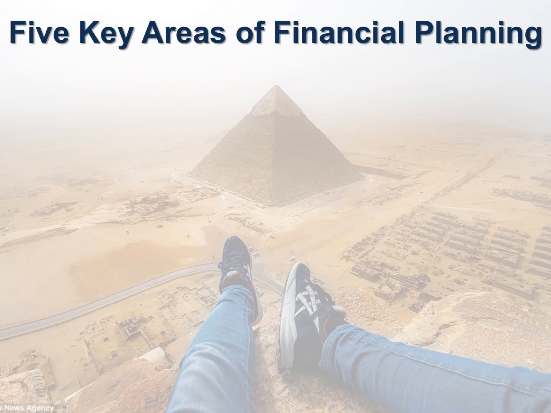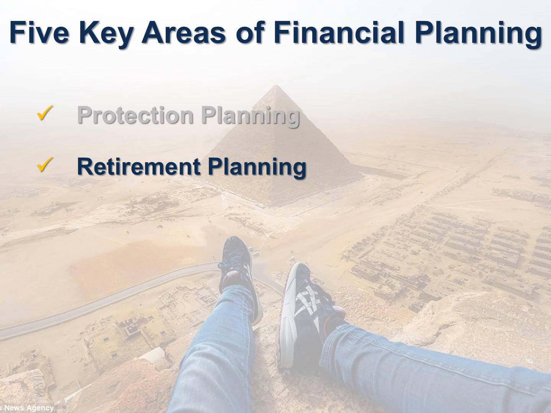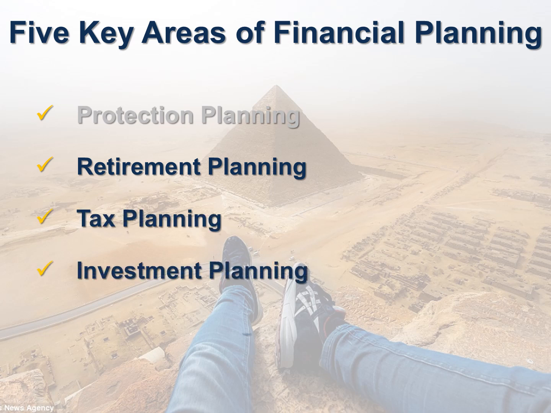Now, before we begin, it's always important to review that there are 5 key areas of financial planning. They are protection planning, retirement planning, tax planning, investment planning, and estate planning. Now, as a comprehensive financial planning firm, we always try to consider the impact of any recommendation we make, not on just one, but all of these areas for our clients.